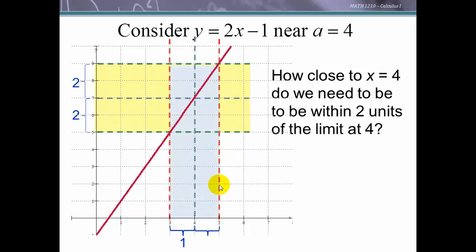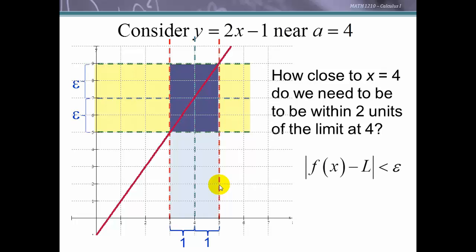So as long as around 4 we went within 1 on either side, the distance from our function value to the limit would be less than 2. Now we could call the distance from the function value to the limit epsilon. That's just a Greek letter. Say that if we take the difference between the function and L, so we've got that absolute value, and subtract, that would give us the distance, which is less than epsilon here.